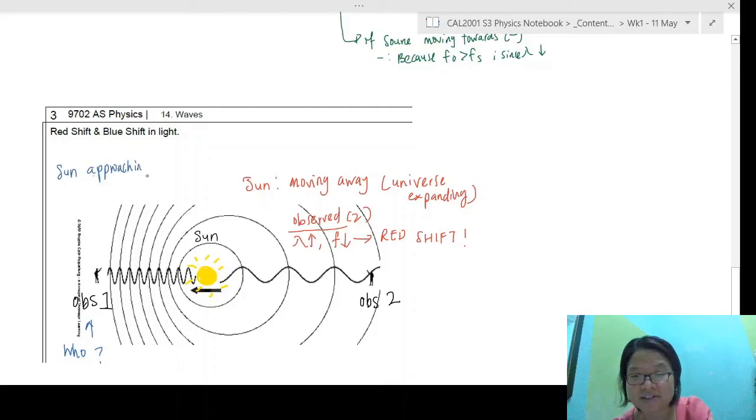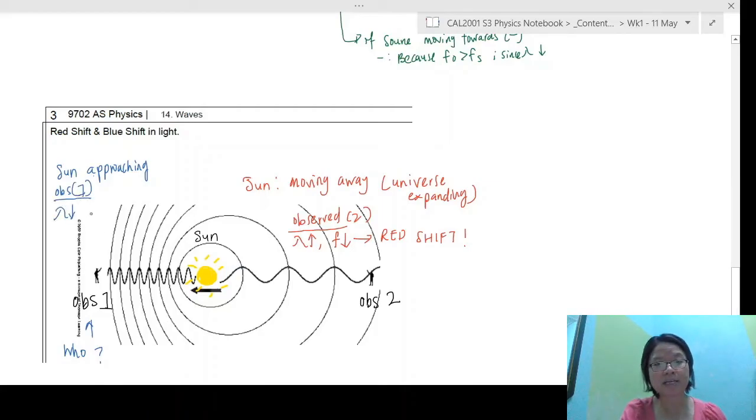Let's assume that the sun is approaching or the star is approaching the man. Observer 1. So the opposite will happen. Lambda is squished together. Observer 1 gets more wave per unit time. So the frequency increases. So we call this blue shift. You might be asking me, why isn't it violet shift? I don't know. They name it red and blue. Increase in frequency means you move into the blue spectrum.